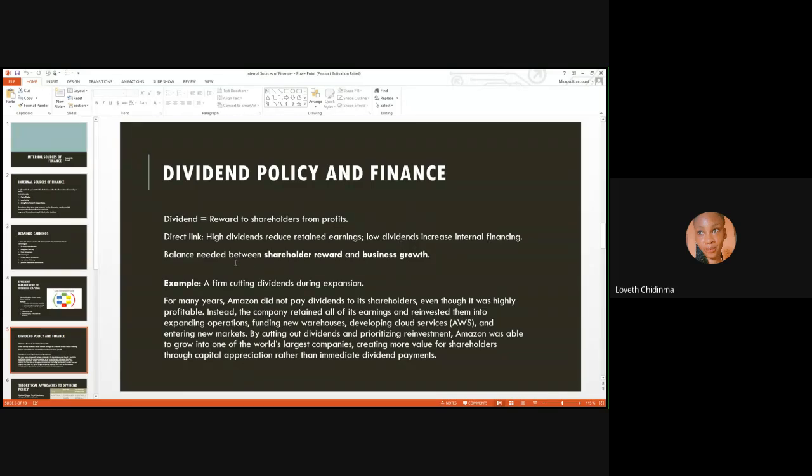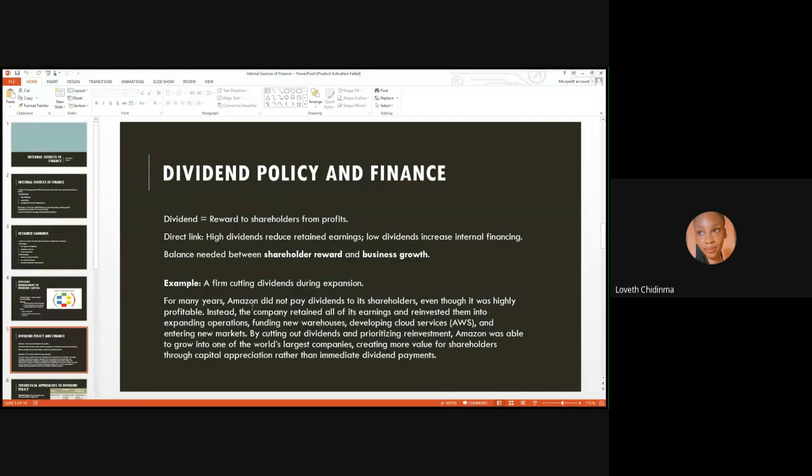Balance needed between shareholders, reward, and business growth. So this is talking about the dividend, what it entails. If you declare a high dividend to your shareholders, you reduce your retained earnings. Let's assume that we make a profit of 5 million and we declare a dividend of 3 million. Our retained earnings will be 2 million for that year. Shareholders will be happy, but our retained earnings will reduce by some percentage.